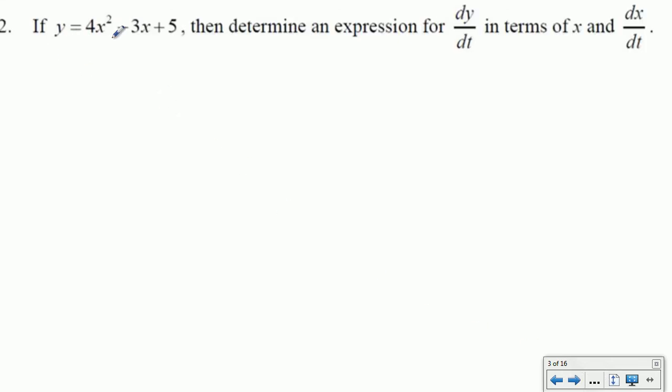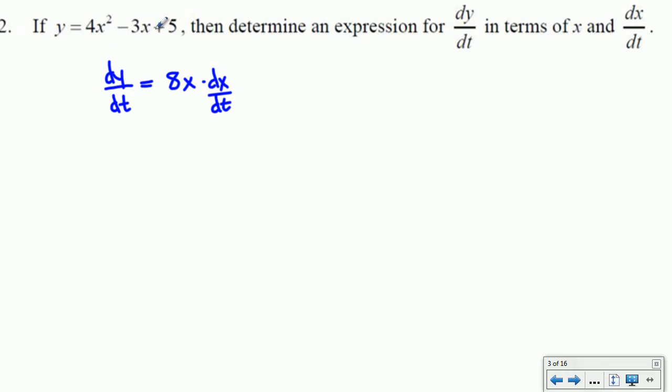Question number 2, y equals 4x squared minus 3x plus 5. Determine an expression for dy/dt in terms of x and dx/dt. So again, we can take the derivative of the whole thing with respect to time. The derivative of this term would be 8x, and then you've got to do chain rule, dx/dt. Okay, and then that would be 8x dx/dt.